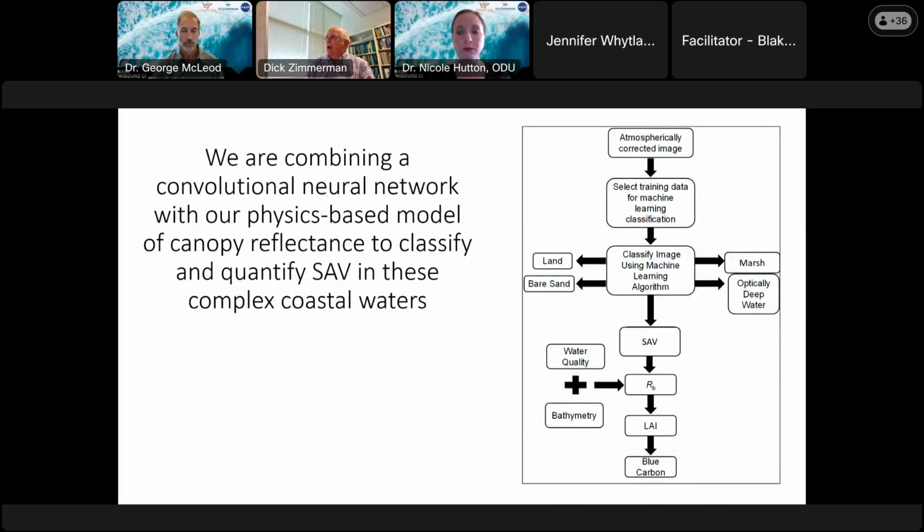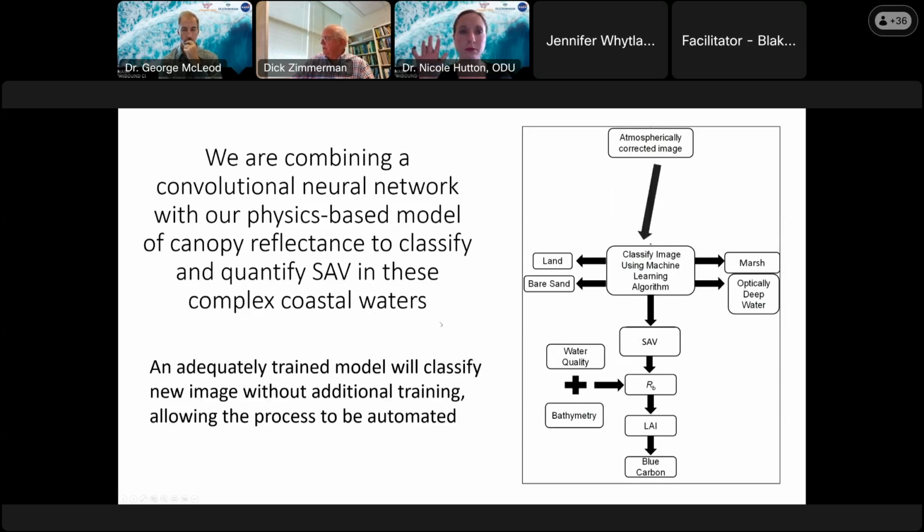We're combining a convolutional neural network with our physics-based model of SAV canopy reflectance to classify and quantify the SAV in these complex coastal waters. So we obtain the atmospherically corrected image from Planet, and then we select training data for machine learning classification, and then we classify them into dry land, bare sand, submerged bare sand, marsh, optically deep water, and submerged aquatic vegetation. And then once we've classified the submerged aquatic vegetation, we use our physics-based approach to get to absolute abundance in terms of leaf area index and blue carbon.